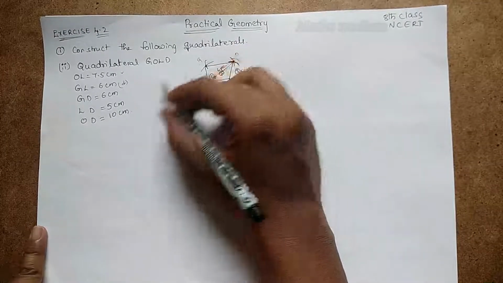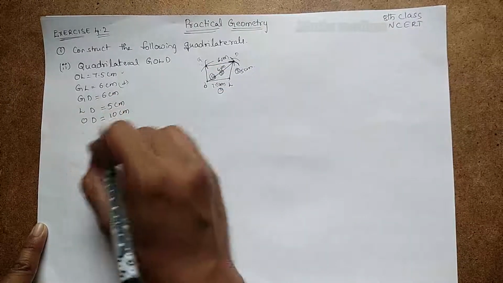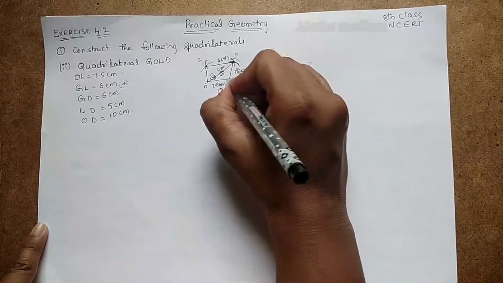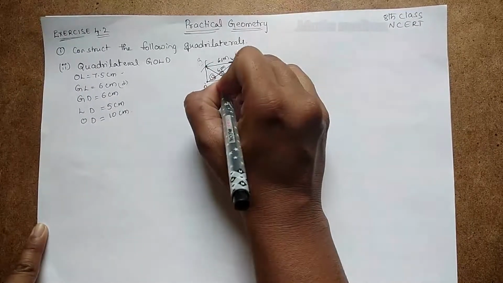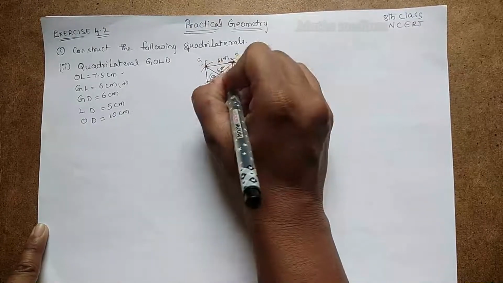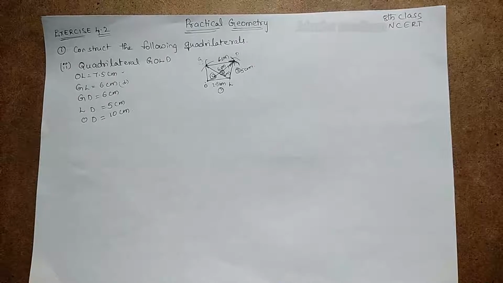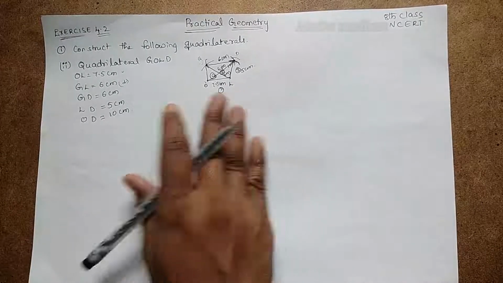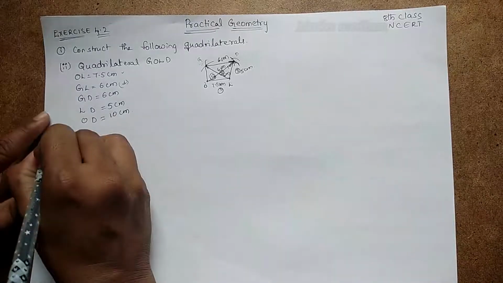So this is the construction. GD is equal to 6 centimeters. OG we don't have. This is another diagonal, that is LG is equal to 6 centimeters, and OD is equal to 10 centimeters. So this is the construction of quadrilateral GOLD by a rough sketch. From this sketch we have to make steps and make the original picture also. So let's move to the answer.